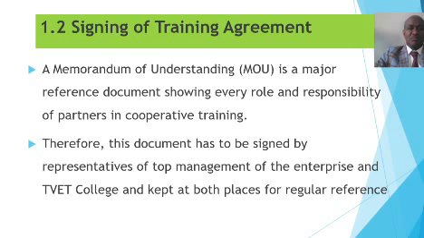Whenever there is a consortium, a kind of working together, a cooperative, there should be agreement forms that should be signed at least. That's what you call an MOU. So the MOU should be signed among the parties that are going to implement cooperative training, specifically the training institutions and the employers or the industry. Therefore, this document has to be signed by a representative or top management of the enterprise and the TVET college and kept at both places for regular reference.